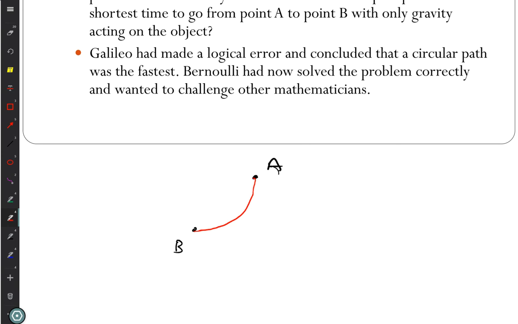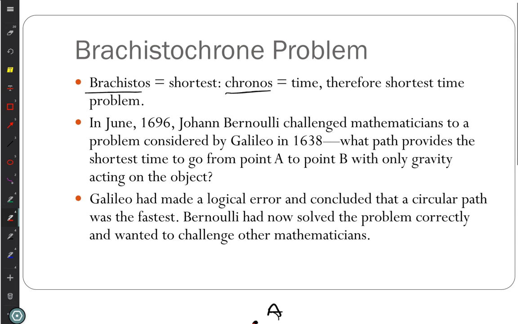But that was incorrect, and Johann Bernoulli had solved the problem. He knew that Galileo was wrong, and so he published his little riddle, putting in some words to tweak Isaac Newton. So he publishes this, saying here's this thing, see if you can do it.